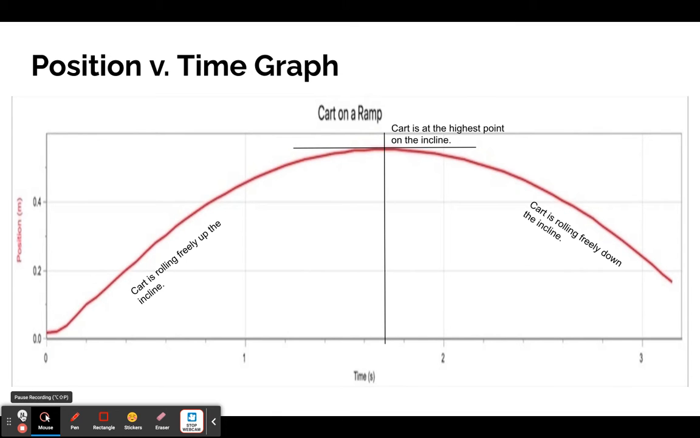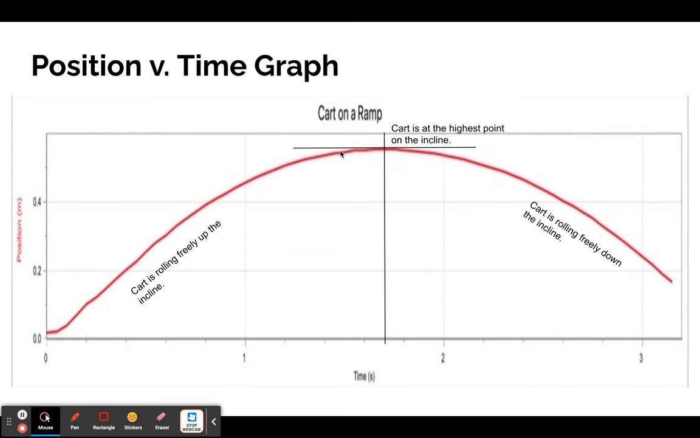So your position versus time graph is going to look something like this, hopefully a little bit clearer of a parabolic curve, but you should have denoted on your graph where the object is rolling up the incline. We're starting from a position of 0, 0, as we had zeroed our sensor. As time increases, it's going to roll up the incline. So the cart is freely rolling up the incline. When we reach the maximum position, we are at the maximum in our parabolic curve.